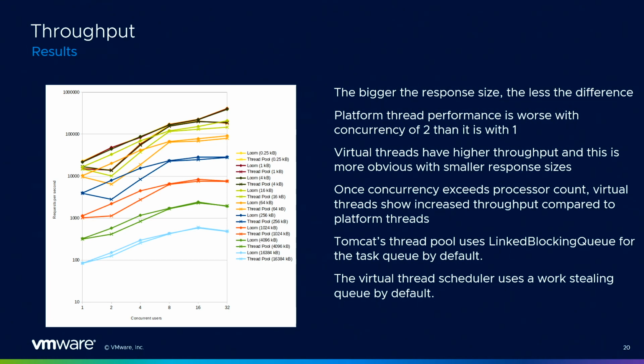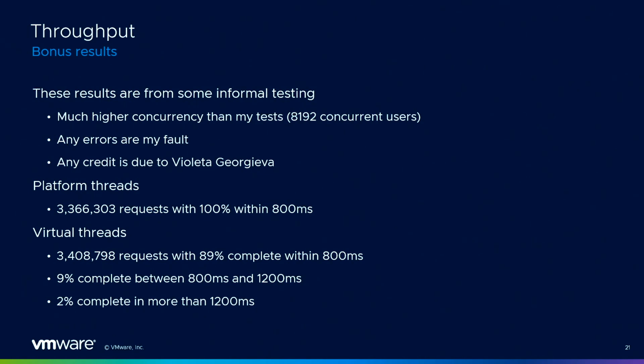And my colleague Violetta did some tests on this, not quite as well documented as the previous lot, but all credit to her. If there's anything wrong with this, definitely my fault. But in summary, she did a test with much higher concurrency, multiple machines running in the cloud. And with the test she did with platform threads, she got about 3.37 million requests, but they all completed within 800 milliseconds.